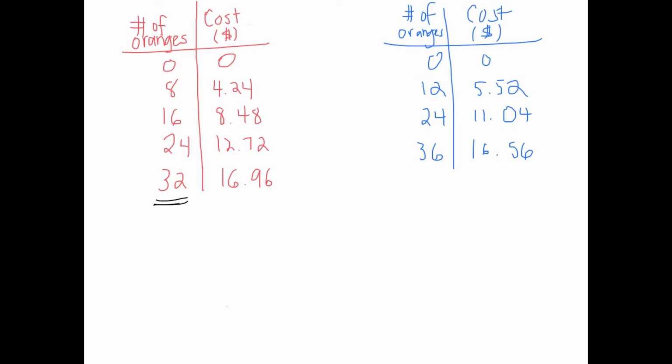Right now I have 32 oranges from Store A and 36 oranges from Store B. But what did the question ask us to compare? That's right, they wanted to compare 30 oranges. Well, what information can we gather from this table? We know that for an increase in 8 oranges, we're spending $4.24. Can you figure out the rate at which this is changing?